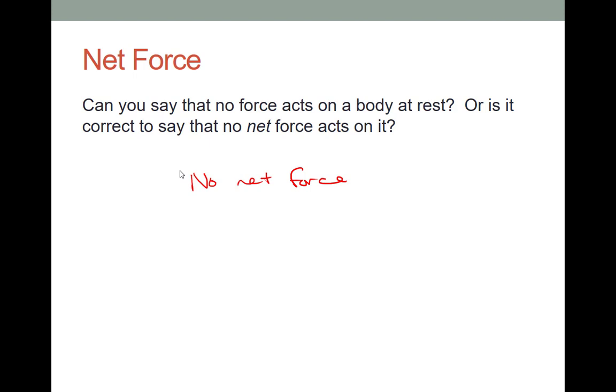Does that mean that there's no forces on it? Not at all. Think about yourself sitting probably in a chair watching this video. You're not moving, or at least not moving much, but you have gravity pulling downward on you. You have a force from your chair pushing upward on you. You may have other forces on you depending on what your scenario is, but at least those 2. So you have no net force if you are at rest.